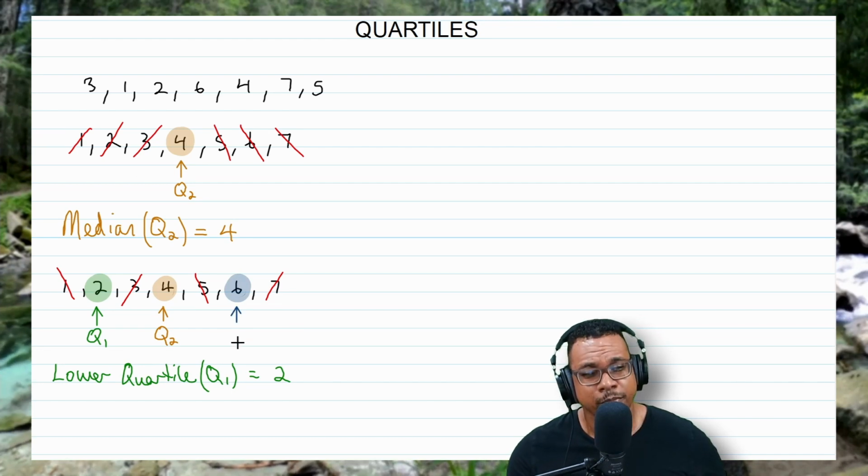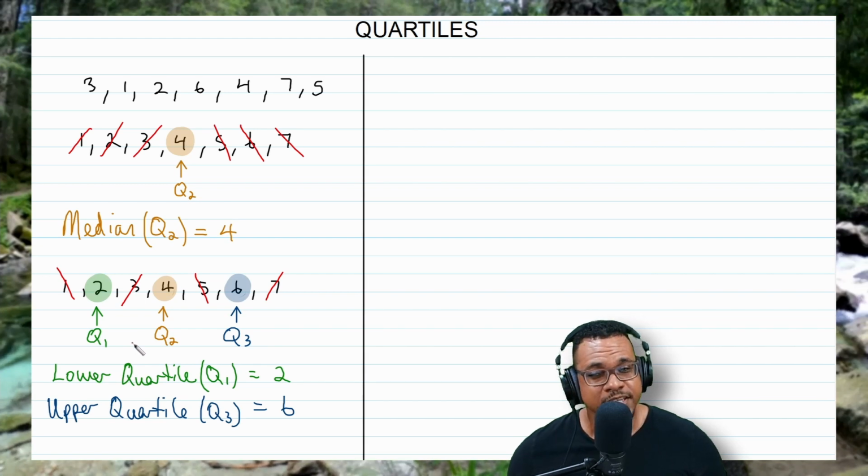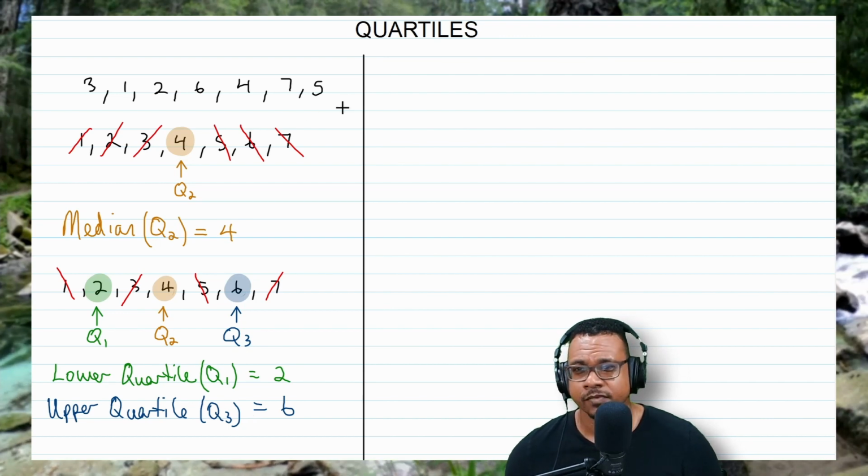And the symbol for our upper quartile would be Q3. So I'll write my upper quartile symbol is Q3, would be equal to 6. Now, once you are able to determine what is the lower quartile and the upper quartile, we could work out something called the interquartile range.